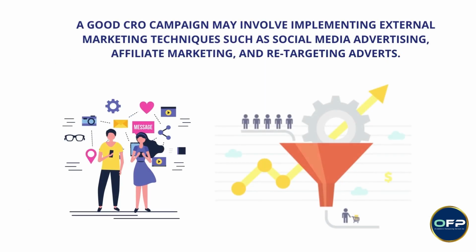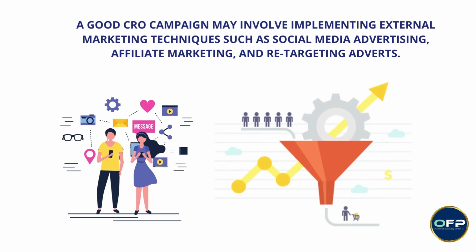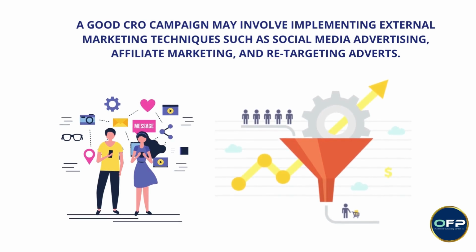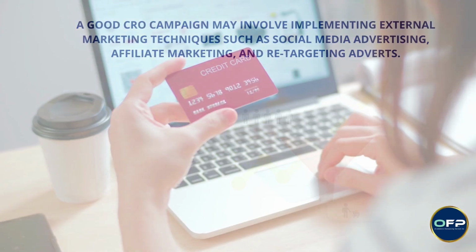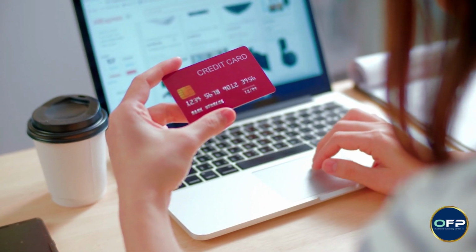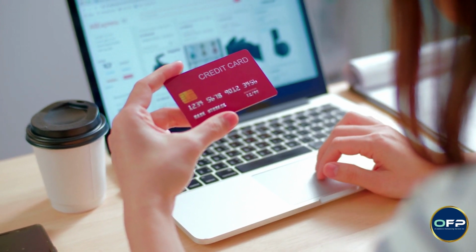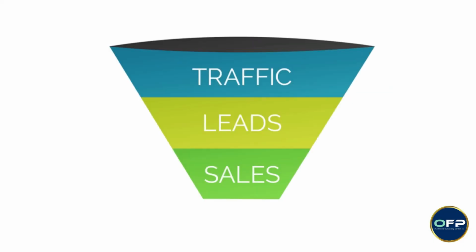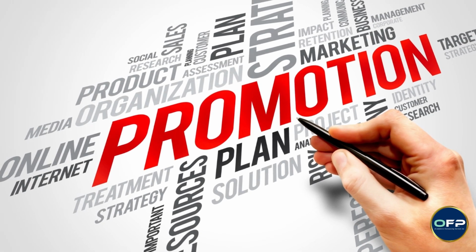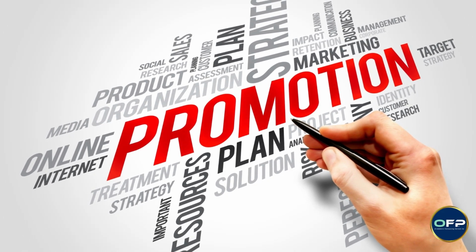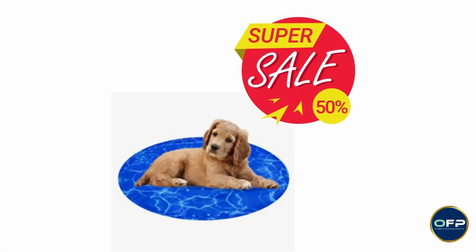effective CRO campaign. A good CRO campaign may involve implementing external marketing techniques such as social media advertising, affiliate marketing, and retargeting adverts. There are many potential customers who may not naturally go to Amazon when they're searching for products, and leveraging external marketing techniques is a perfect strategy to drive traffic to your product listing and improve your conversion rate. Running a promotion in which you sell your products at a discounted price for a limited period is another effective way you can run a CRO campaign.